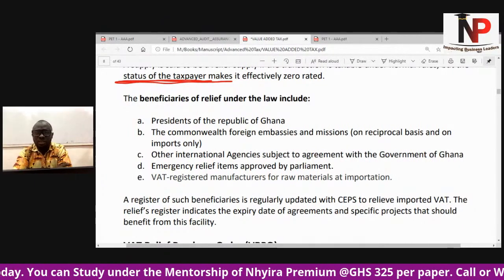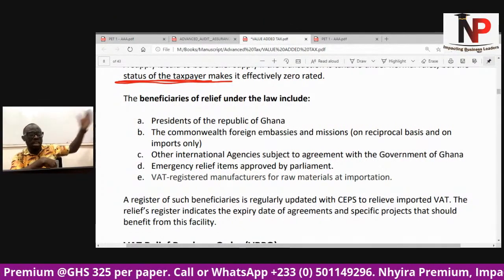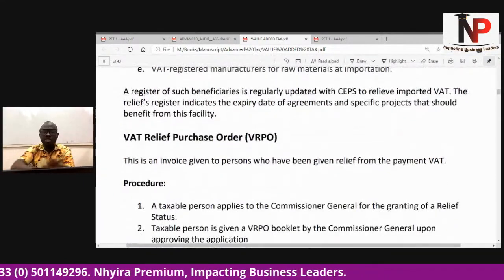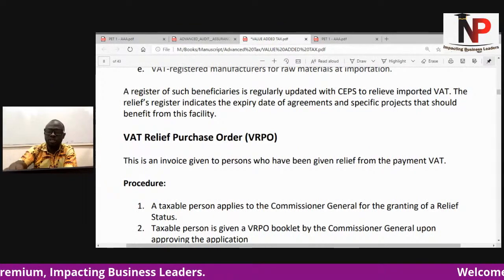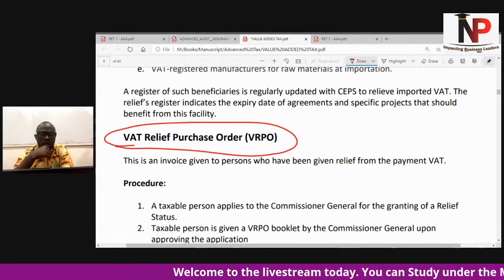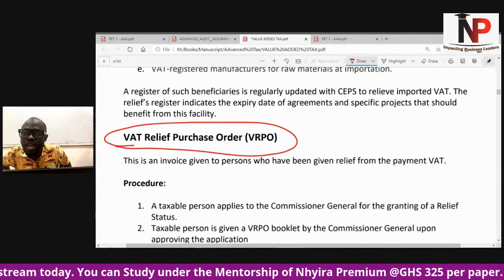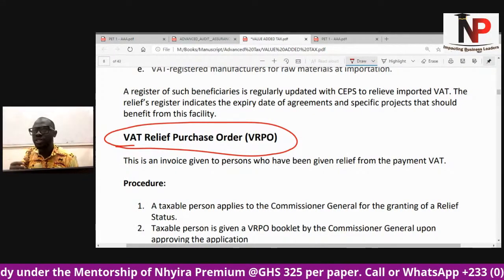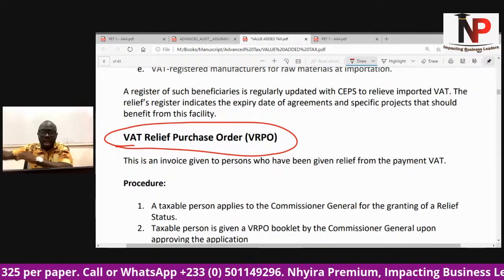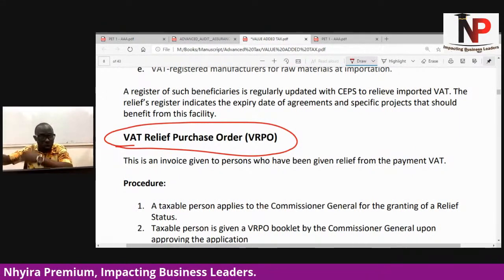But to enhance accountability and to be able to claim returns for whatever VAT input that I've paid, something has to be done. It is for this reason that there is what is called the VAT relief purchase order. Now, this is what happens. I will explain the principle to you, then you get the idea. Before you can be a relief institution or organization, you should apply, right? So you should apply to the Commissioner General in writing, and the Commissioner General will approve.